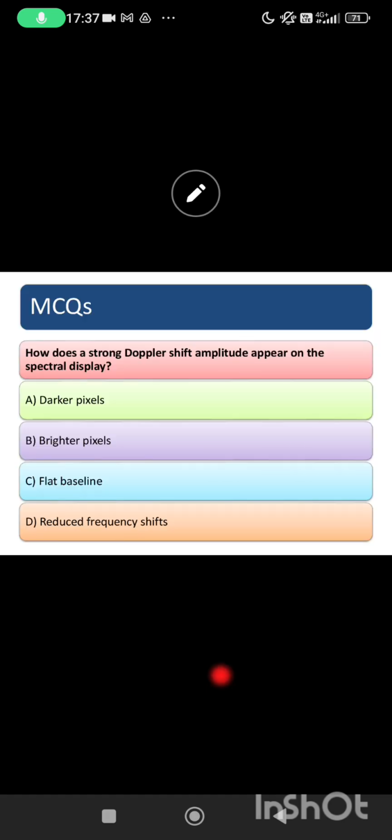This means, how does a strong Doppler shift amplitude appear on the spectral display? B, brighter pixel. Yes, brighter pixel. And on which thing does amplitude depend? The amplitude is shown by the brightness, the strength of the Doppler signal. So amplitude depends on the number of RBCs. Higher number of RBCs, higher amplitude. Lower number of RBCs, lower amplitude. So what does amplitude tell? The brightness of the waveform.